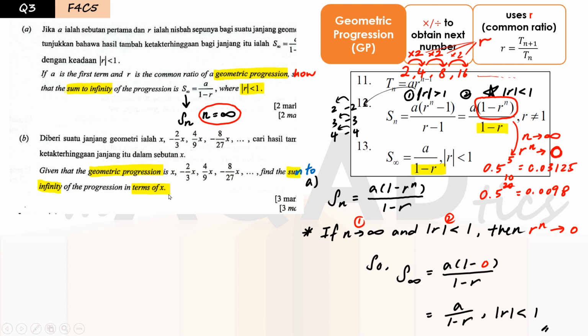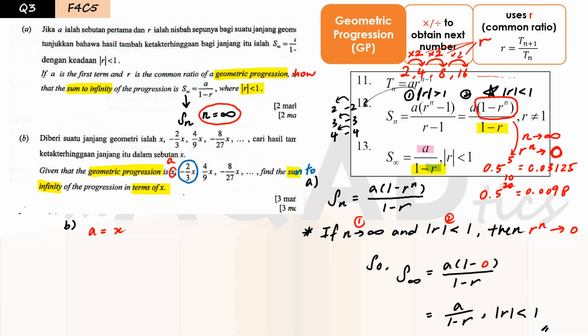Since we've already proven the sum to infinity formula, let us use this formula straight away to find the sum to infinity. Here, we just need to find the value of a and r. a is the first term, meaning the first value in the progression. So a is actually x. For the value of r, we can select either one of the values in this progression. Let's say I use this one, negative 2 over 3 x.